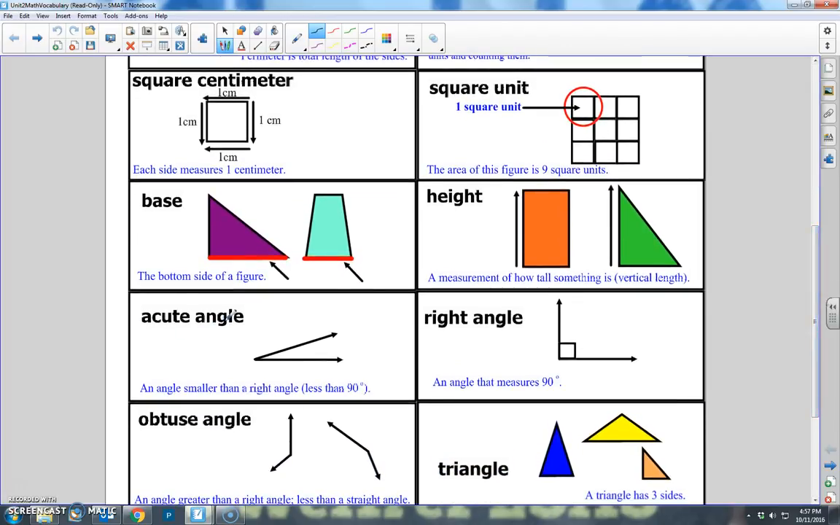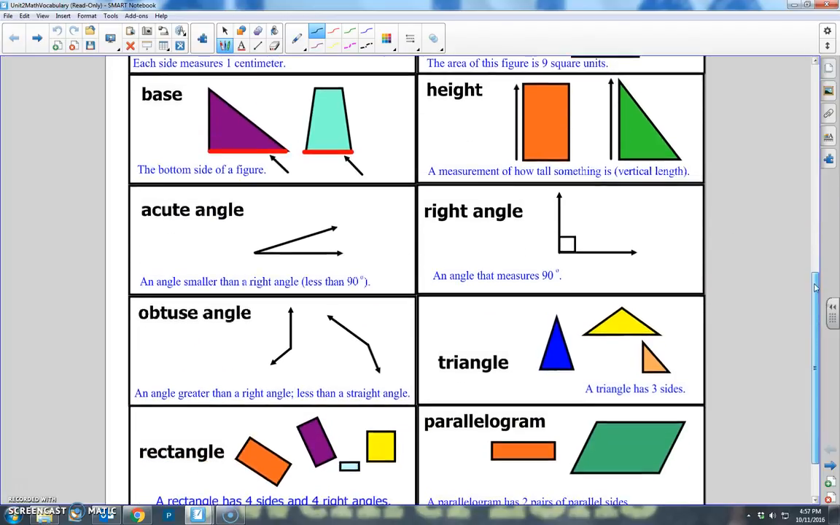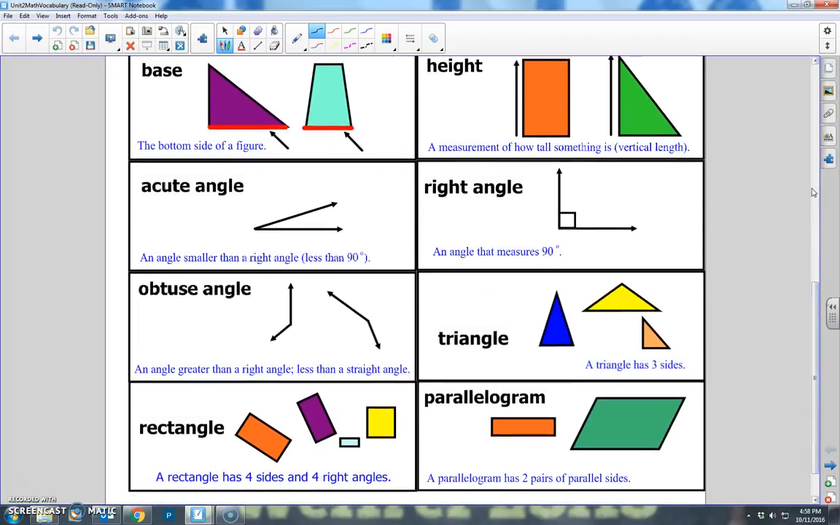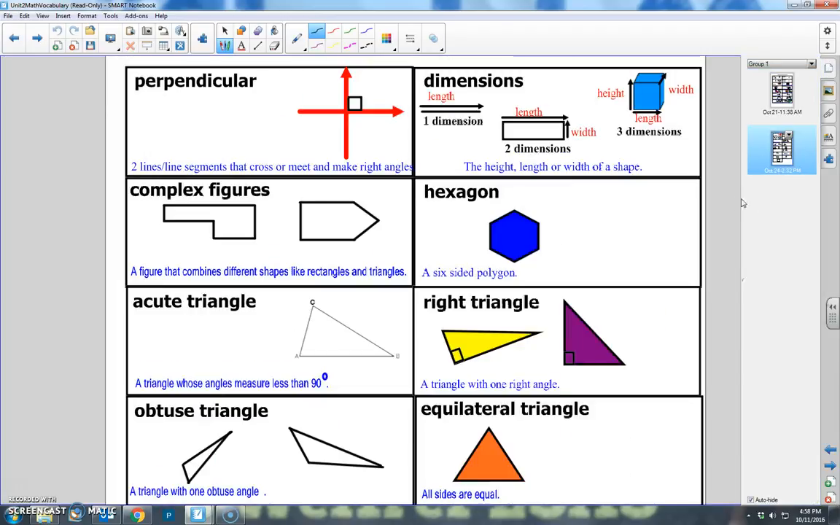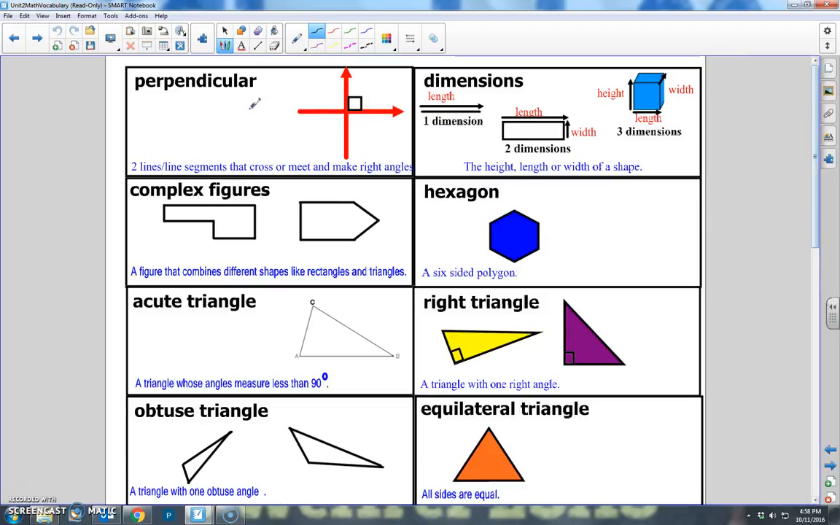Remember my little trick with this? This is a baby, a cute little angel. And this is my dad, sitting on the couch, eating his potato chips. Okay, so acute and obtuse. Here are the last couple. And then if I go right to the next page, you can see that we have some more notes. Perpendicular, dimensions. Some of these we'll actually get into in Unit 5.